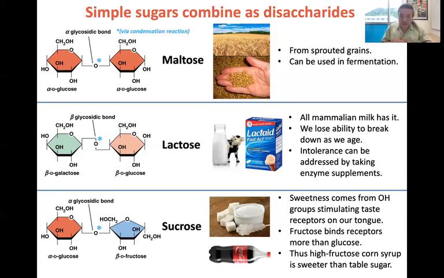So people who are lactose intolerant can take the lactase enzyme to make up for the fact that they don't make it themselves. But here's the thing, right? It's not that the human body doesn't know how to make lactase, the enzyme that can break this down. In fact, we're all born with the ability to break down lactose sugars. Why is that important? Well, think about this.